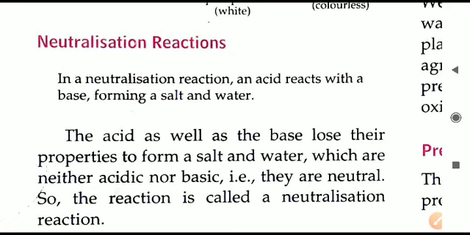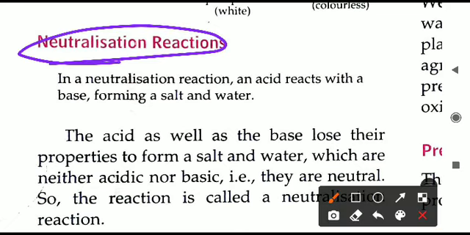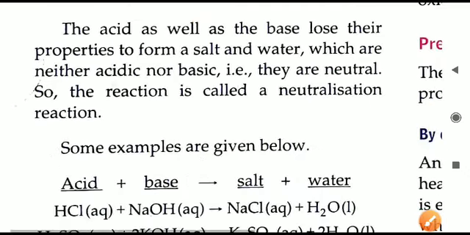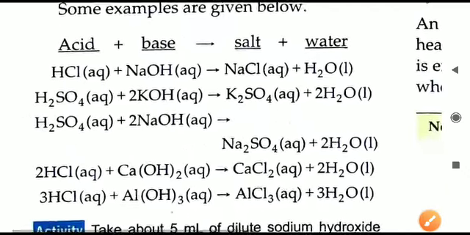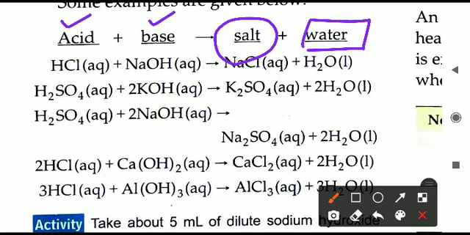In double displacement reactions, one special type of reaction is given, that is the neutralization reaction. Here what is happening? An acid reacts with a base, forming a salt and water. Always remember this. This is the word equation for the neutralization reaction. Acid and base are opposite in their properties, but when they react with each other, they balance each other and a product will form, that is a salt, which is dissolved in water. So acid plus base gives salt plus water. This is called a neutralization reaction.